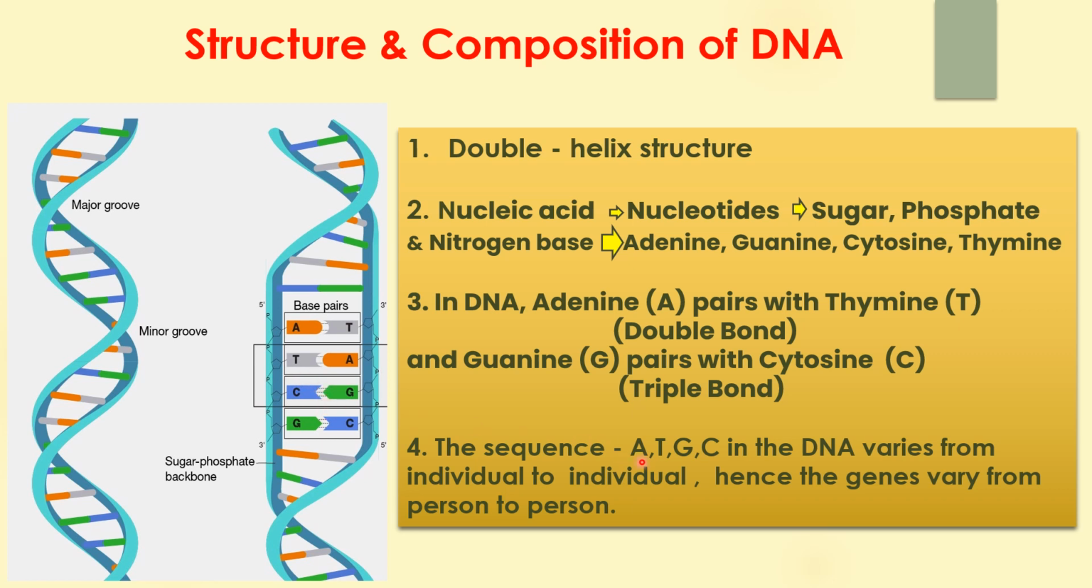The sequence, that is A, T, G, C, not necessarily that in every organism A will occur after T, T will occur after G, G will occur after C, not necessarily. It can occur in any order. It can be TA, CG or TGCA, CGTA, any form, any order.